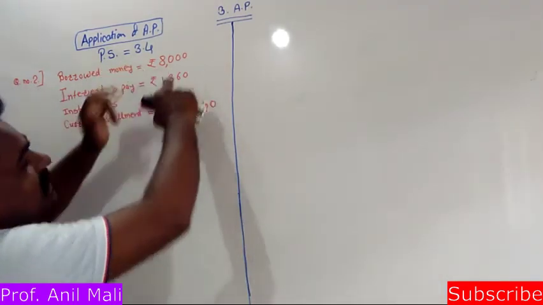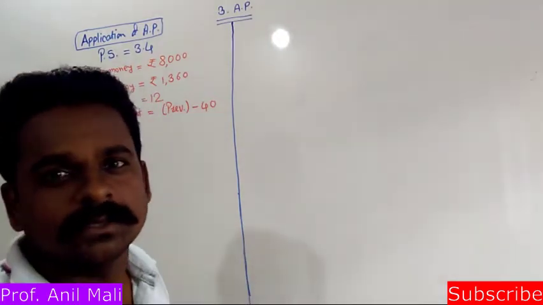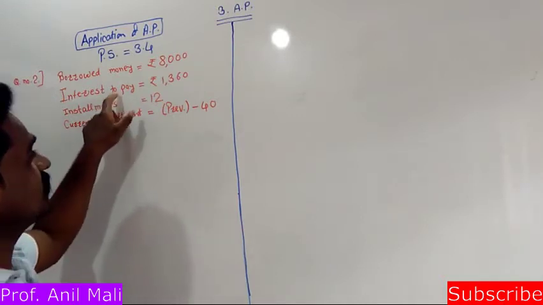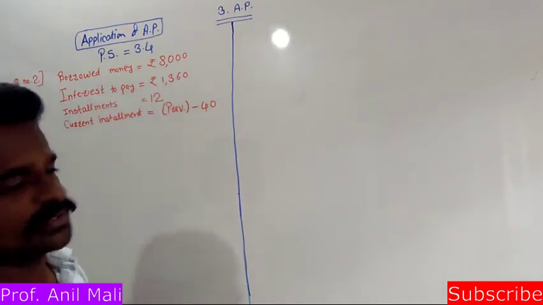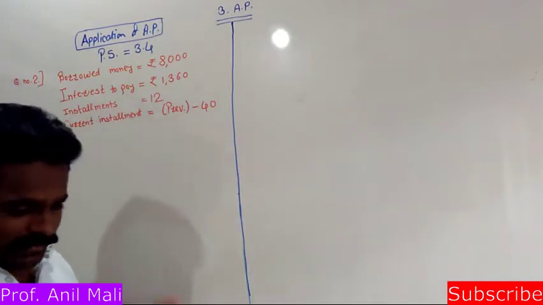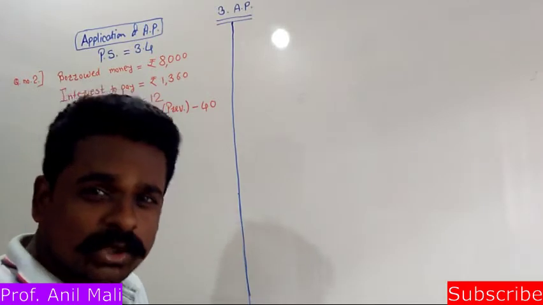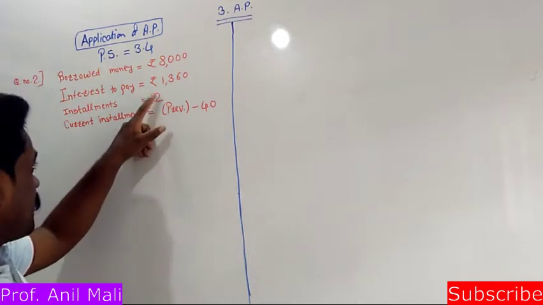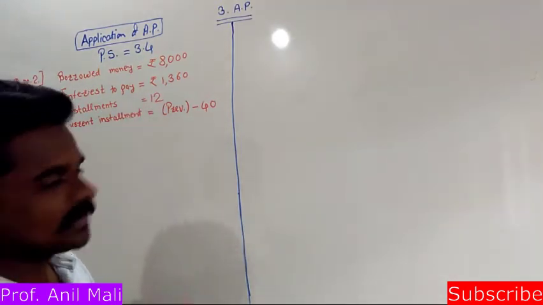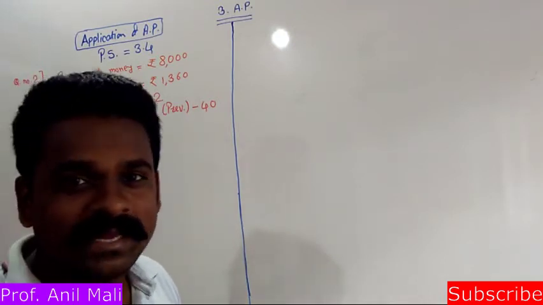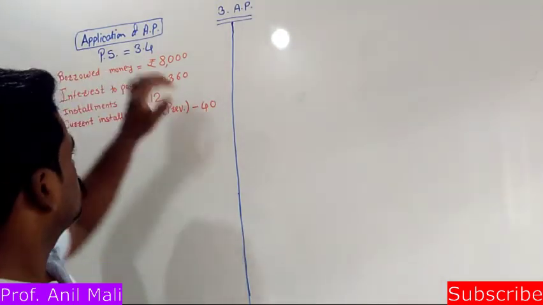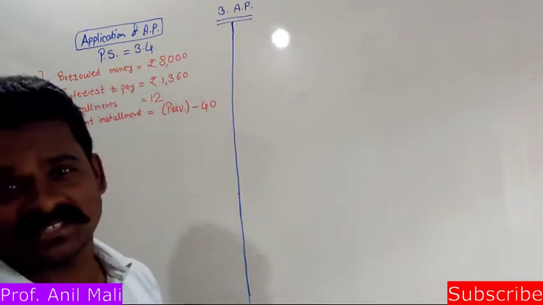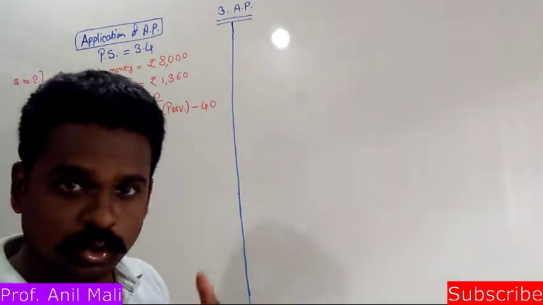So for this rupees 8,000, he has to pay some extra money for utilization of that money, and that extra money is nothing but interest, and that is rupees 1,360. How many installments are there? 12 installments. So he is going to pay all the money in 12 installments. And how much total money does he have to pay back? This rupees 8,000 plus this rupees 1,360, that means 9,360. This is the total amount which he needs to pay back.